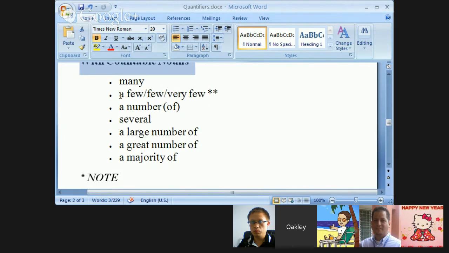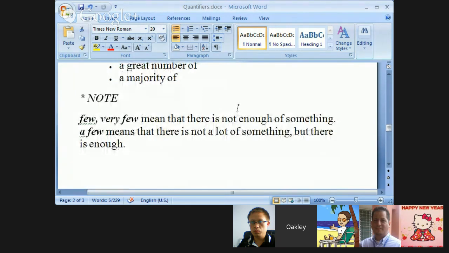Before we practice this set, I do want to look at a few with the asterisks here. Few, very few. There's a slight difference in meanings here. Few, very few mean that there is not enough of something. That's a general rule of thumb. I don't really consider this to be a hard and fast rule. Generally, the underlying implication is that there's not enough. A few means that there's not a lot, but there's enough. So, saying we have very few tomatoes to make the sauce, there's an implication I don't have enough tomatoes for the sauce. If I say, yeah, we have a few tomatoes for the sauce, there's an underlying implication that I've got enough to make it.